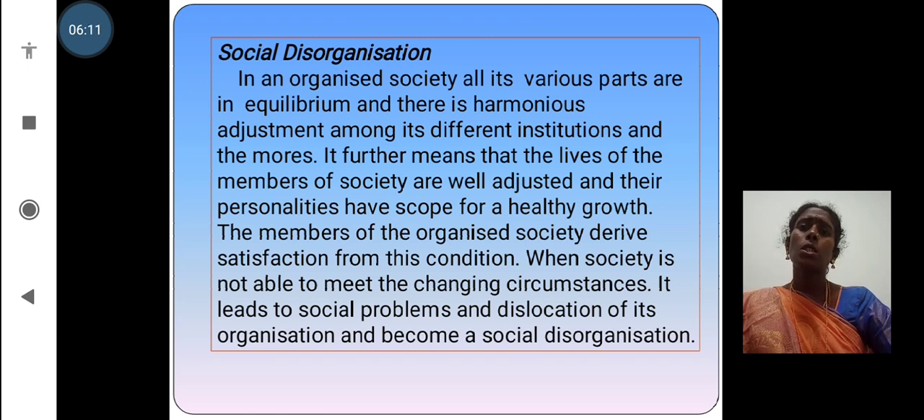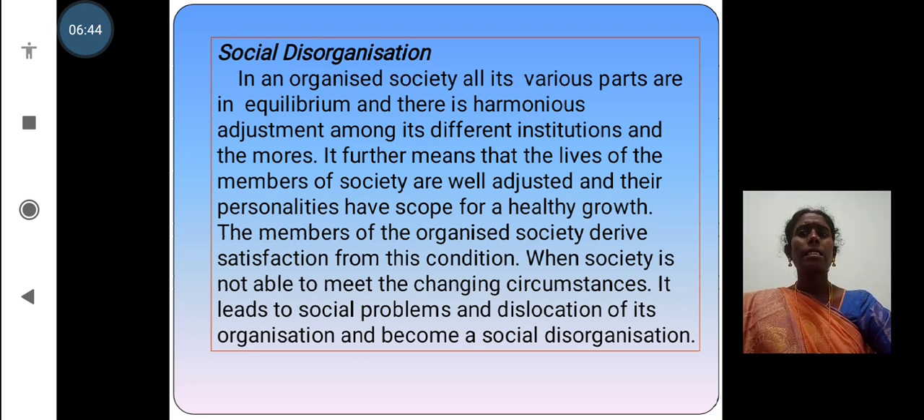Social deviance always leads to social disorganization. In an organized society, all its various parts are in equilibrium, and there are harmonious adjustments among its different institutions and modes. It further means that the lives of the members of society are well adjusted and their personalities have scope for healthy growth.